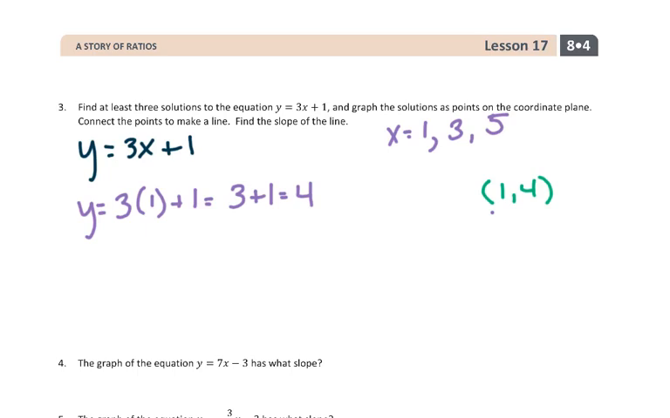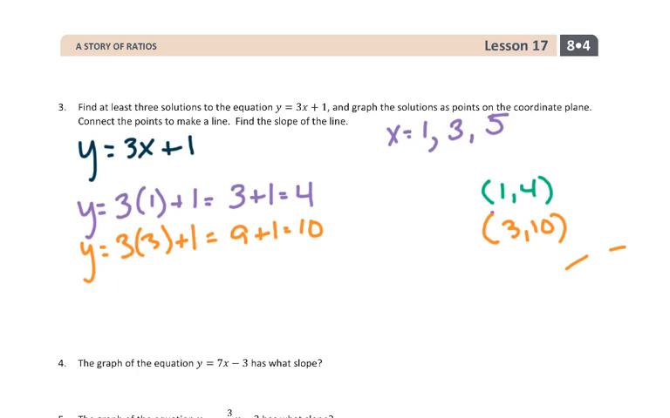Another one of my x coordinates was 3. So y equals 3 times 3 plus 1, which equals 9 plus 1, which equals 10. My second coordinate on the line, or solution, would be 3, 10. And my last one was 5. So y equals 3 times 5 plus 1, which equals 15 plus 1, which equals 16. So my final coordinates would be 5, 16.